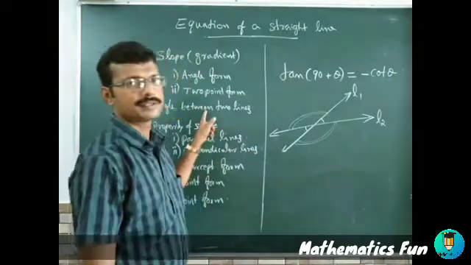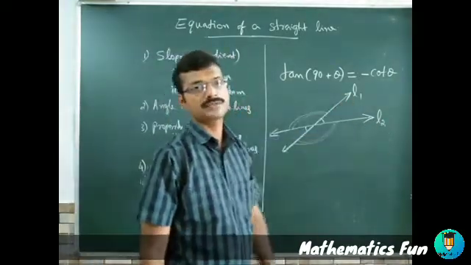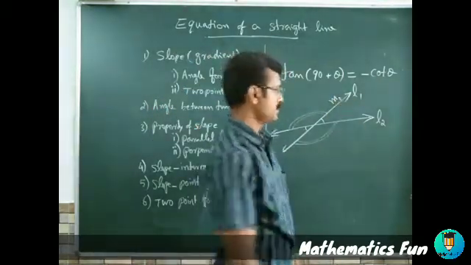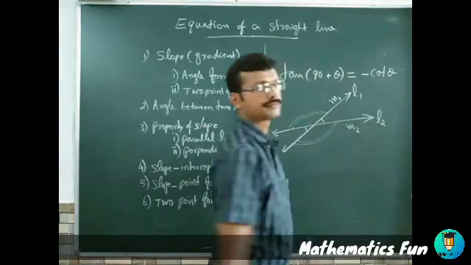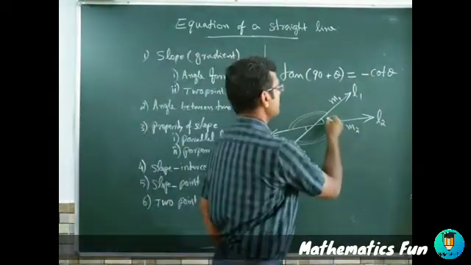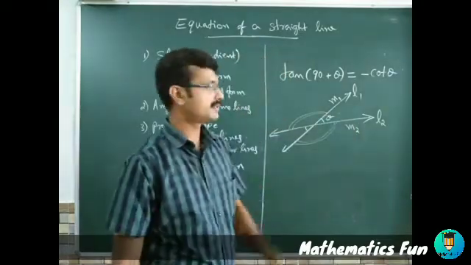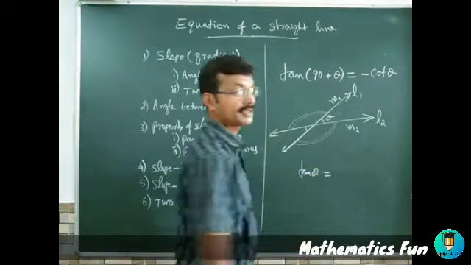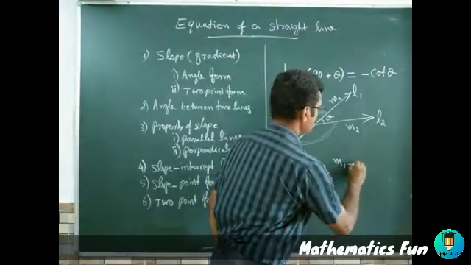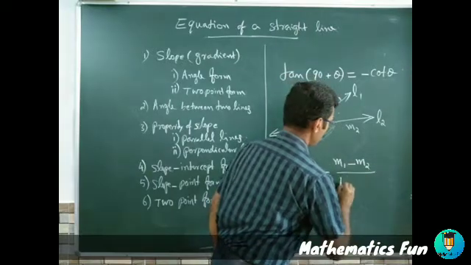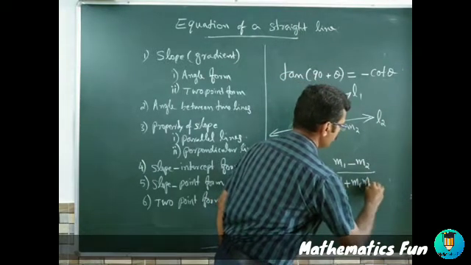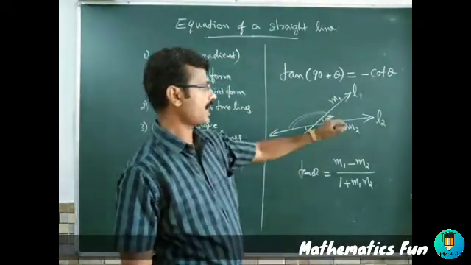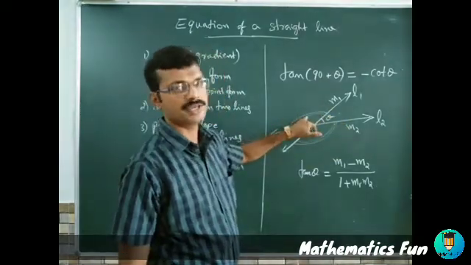Then there is a result to find the angle between 2 lines when slopes are given. The slope of the first line is m1, and the slope of the second line I am taking as m2. Then the angle between the lines, one of the angles, I am marking as theta. This angle we can calculate by a formula: tan theta is equal to m1 minus m2 divided by 1 plus m1 into m2. Usually whenever they say angle between 2 lines, we will go for the acute angle. There is an acute angle as well as an obtuse angle.